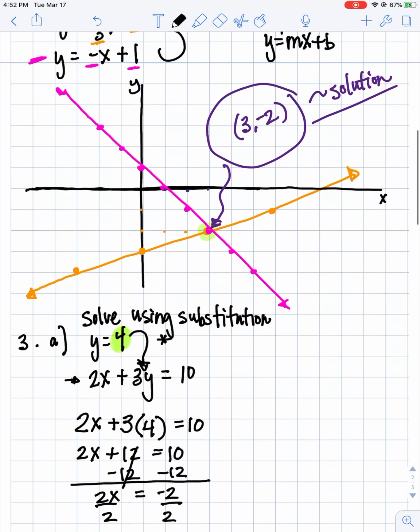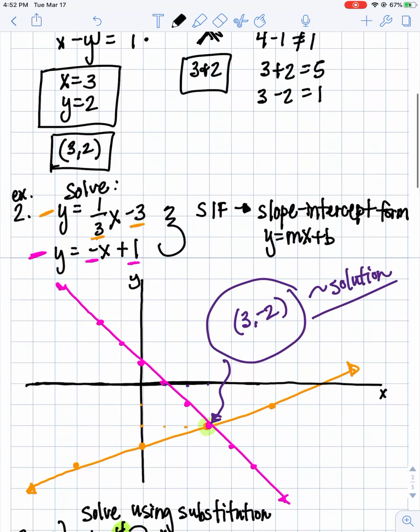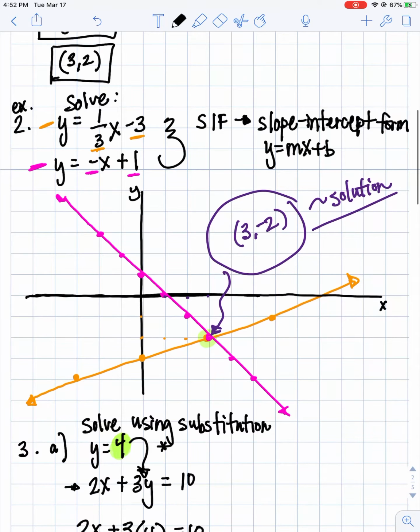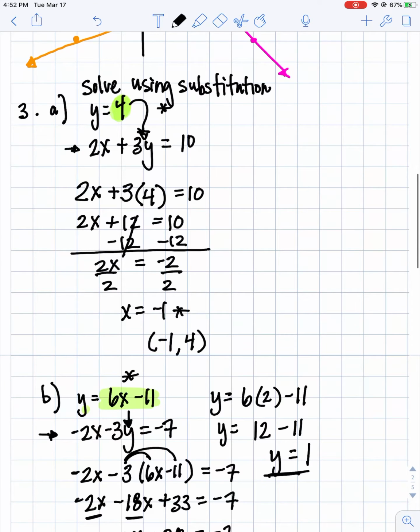Okay. So before we get there, let's double check something. You can always use guess and check. It's just not smart to use guess and check because it may take forever. When is it easy to solve by graphing? It's easy to solve by graphing if both lines can be written in slope-intercept form easily, or if they're already written in slope-intercept form. So if they're written in slope-intercept form, by golly, let's graph them.